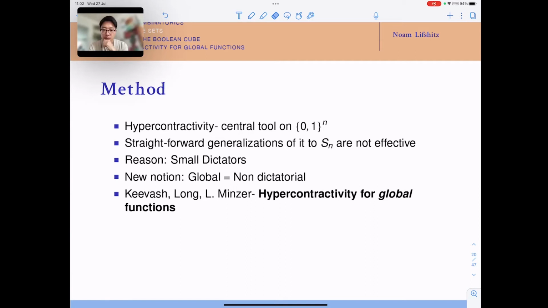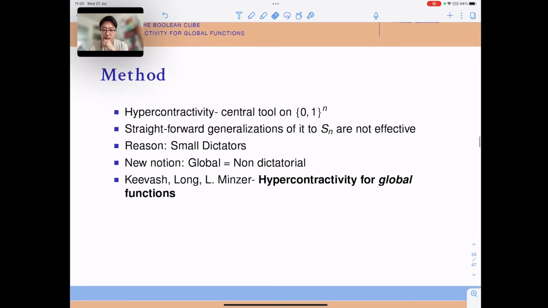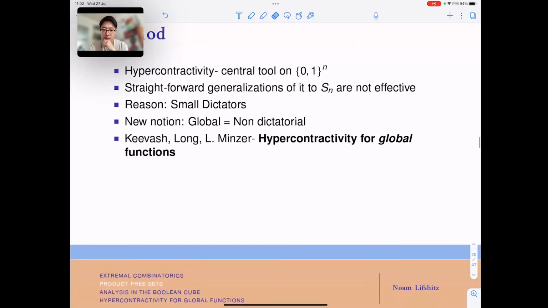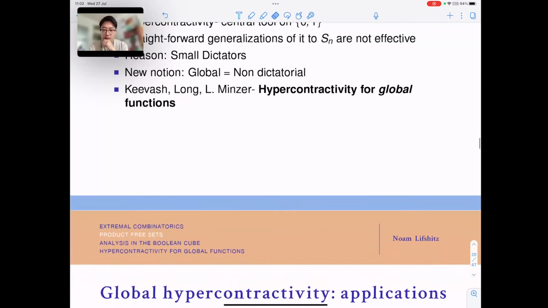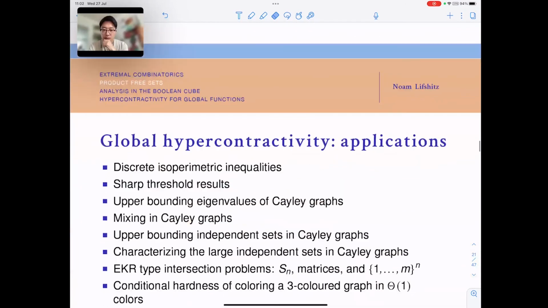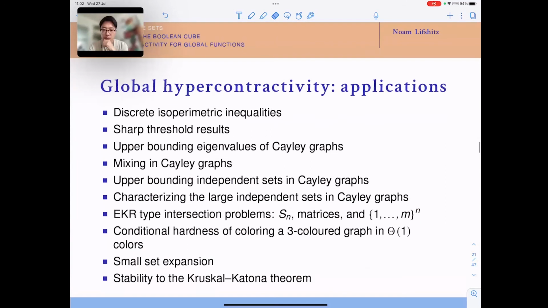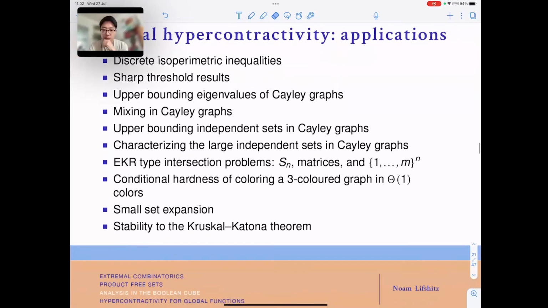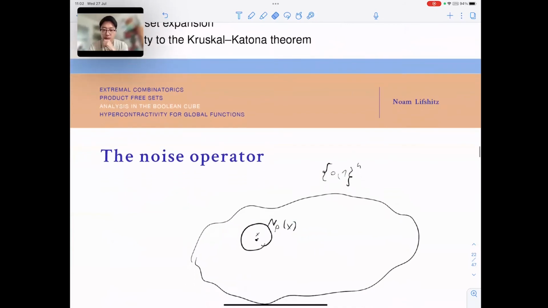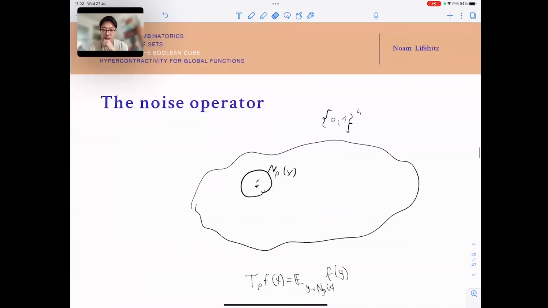So this is how the ideas fit in. When you have hypercontractivity, you have better mixing, and therefore the dictators that have the worst mixing are extremal as product free sets. And it turns out that hypercontractivity for global functions has various other applications that I want to get into. Instead, we'll talk a little bit about hypercontractivity and what it is.